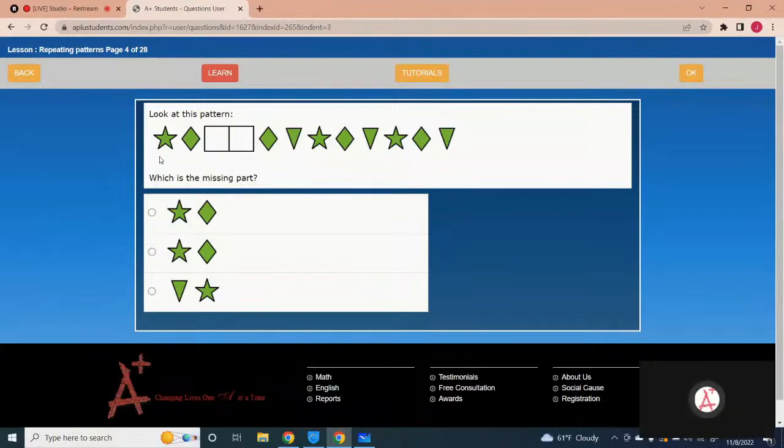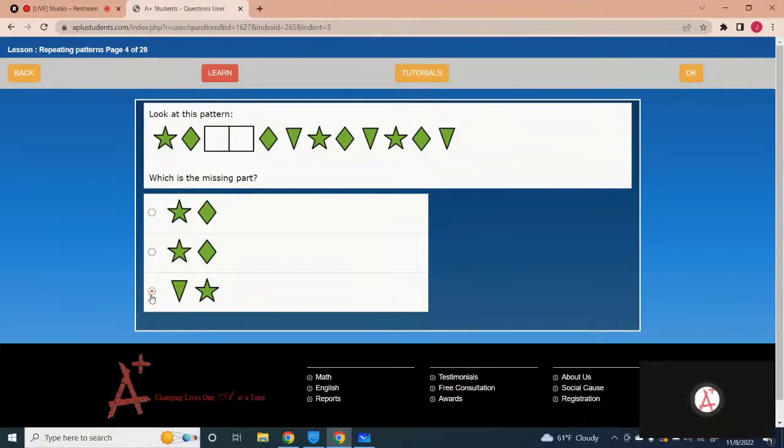Got it? So here you have a star, a diamond. Right after star and diamond, the next one is an upside down triangle and again a star. So the missing part is option number three. Okay, the missing part is option number three. Got it?